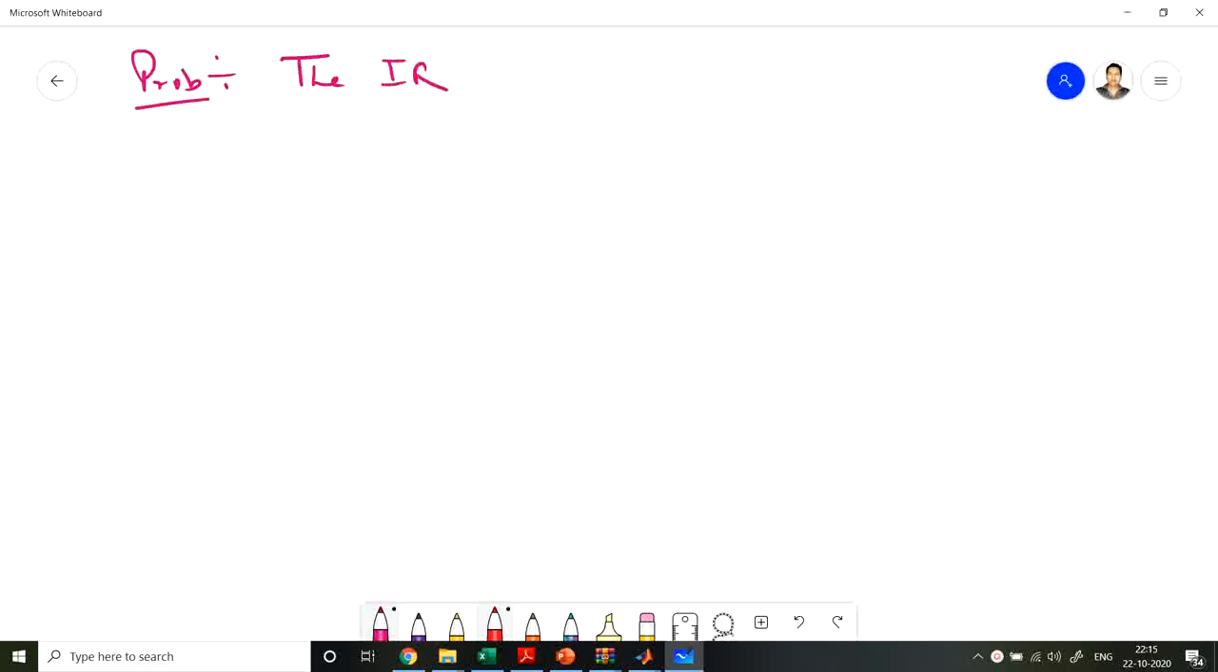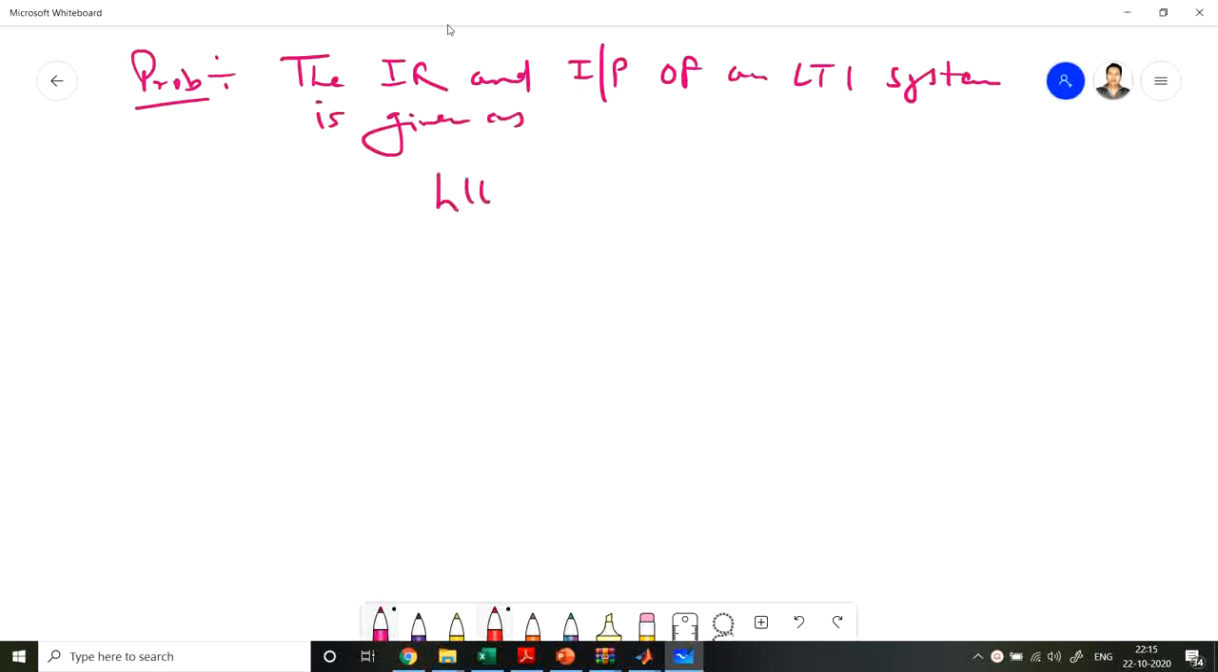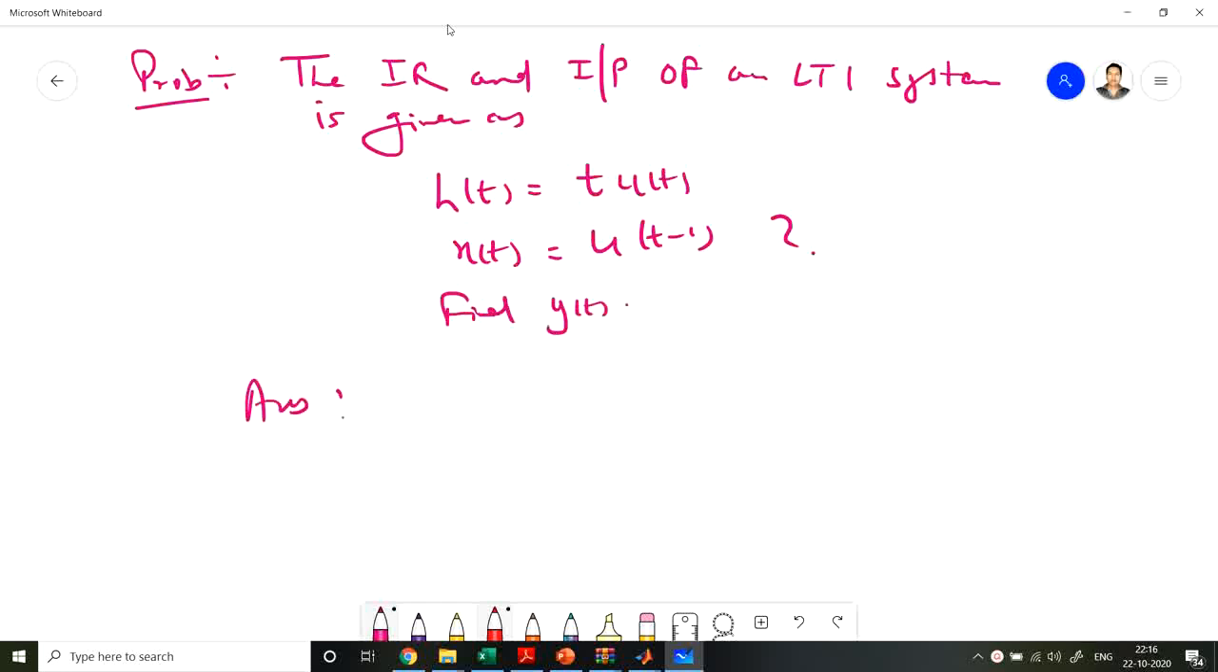The impulse response and input of an LTI system is given as: the impulse response h(t) equals t u(t), and the input is given as u(t minus 1). Now find y(t). So let us solve this problem by using the concept of Laplace transform. So how to find the solution of this problem using the Laplace transform technique?